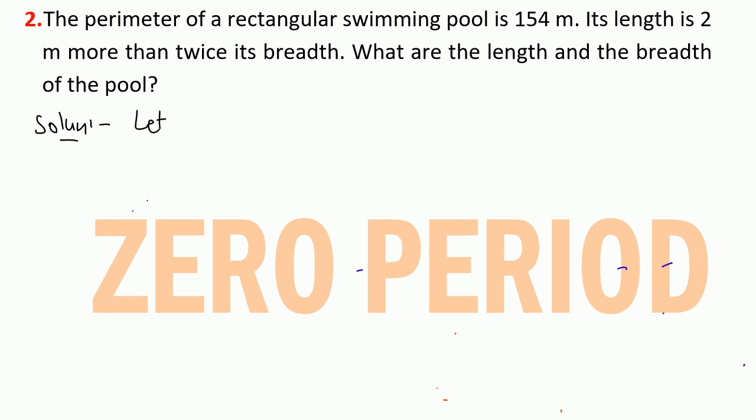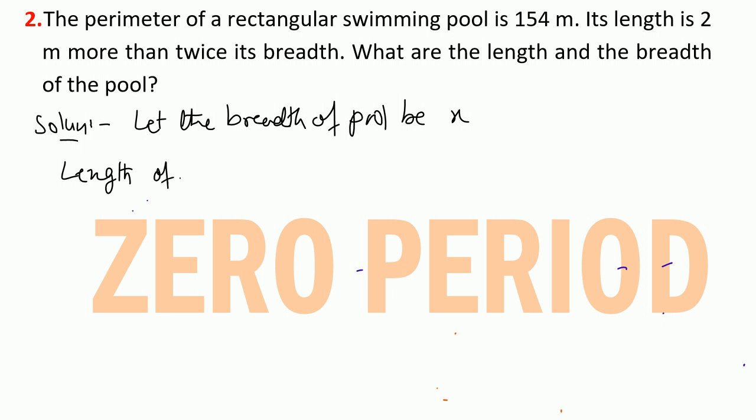Let the breadth of the pool be x, then length will be... what is the condition given? The length is 2 meter more than twice its width. 2 meter more than twice its breadth. So you got both length and breadth.